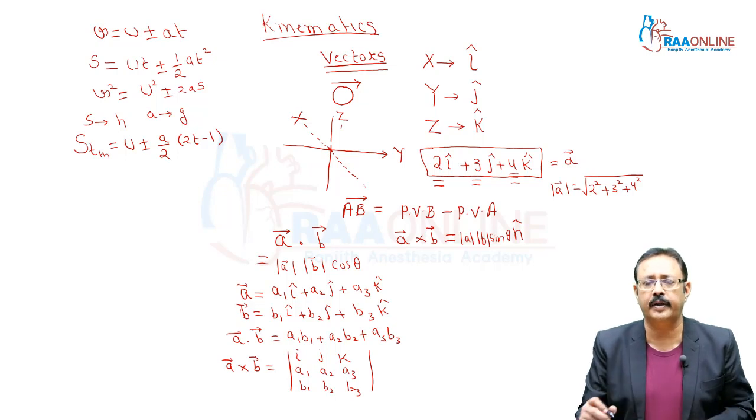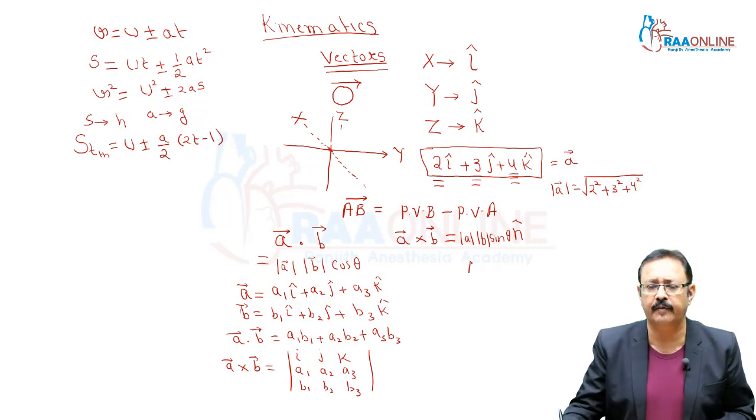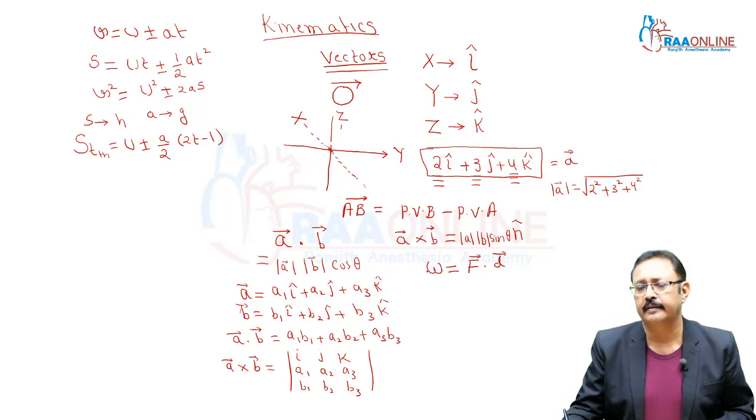See, we know that force and displacement both are vectors. But work is scalar, product of these two. Similarly, torque is a vector quantity, product of two vector quantities, radius vector and force vector. So we will use cross here.